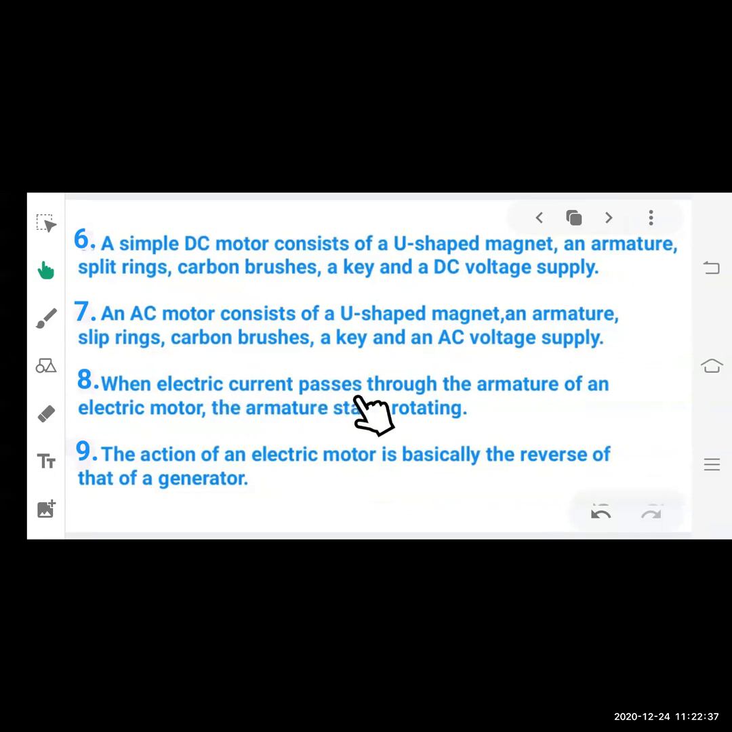When electric current passes through the armature of an electric motor, the armature starts rotating. The action of an electric motor is basically the reverse of that of a generator. We will study about the generator in the next part of our chapter. A generator converts mechanical energy to electrical energy. It works just opposite to the working of a motor.